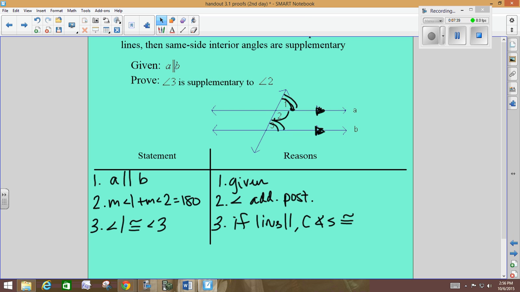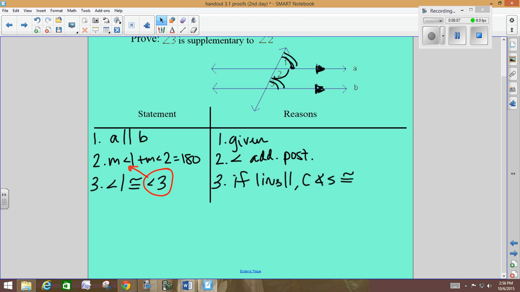Well, we're trying to prove that 3 and 2 are supplementary. I guess we probably should have thought about what it means to be supplementary. What does that mean? They got to add up to 180. So I'm trying to get it to say that 3 plus 2 equals 180, and right now I have 1 plus 2 equals 180. What should I substitute? Substitute 3 in for 1, right? Good, because 3 and 1 are congruent. That means they have the same measure. So we can say the measure of angle 3 plus the measure of angle 2 equals 180 then.